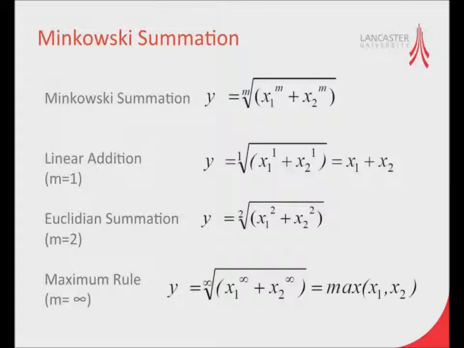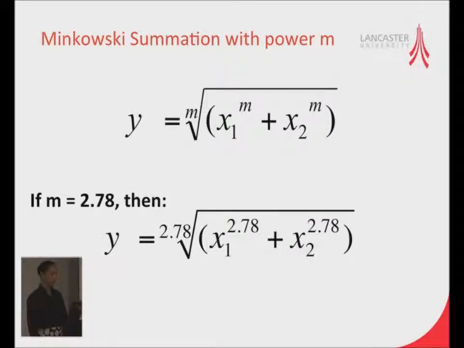Okay? So in my talk, I will be talking a lot about Minkowski summation with different power values of m. So if m is equal to 2.78, this would be the equation that I would be meaning. Okay, so y would be equal to x1 raised to the 2.78 plus x2 raised to the 2.78, and then you take the 2.78 root. Okay, I'll be talking a lot about these, and we'll be seeing a lot of these. So I just wanted you to familiarize with this.